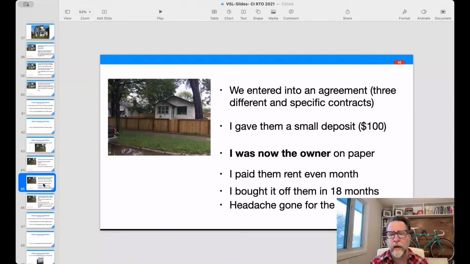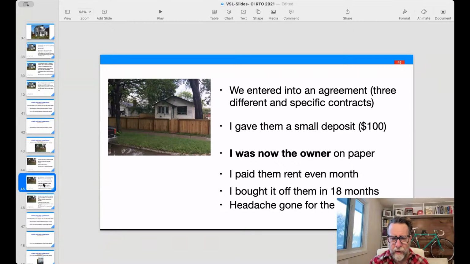Now it's a legally binding agreement. And technically, I was now the owner on paper. I controlled the property through these contracts. Super powerful contracts. When I understood the power of these contracts, it just changed my whole real estate investing career.